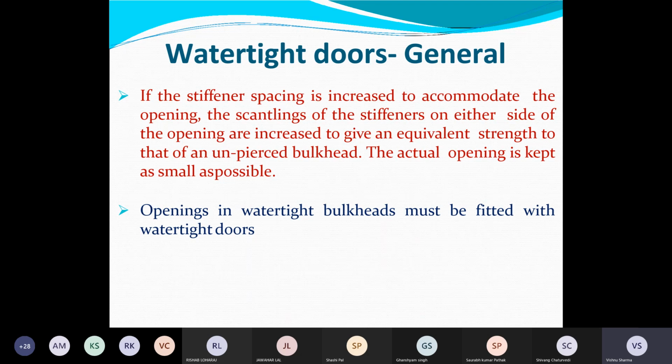Opening should be kept as small as possible, and opening in a watertight bulkhead must be fitted with watertight doors. Why? Otherwise, the bulkhead no more remains watertight. If you don't fit it with the watertight door of approved type, then the opening is as good as being non-watertight.